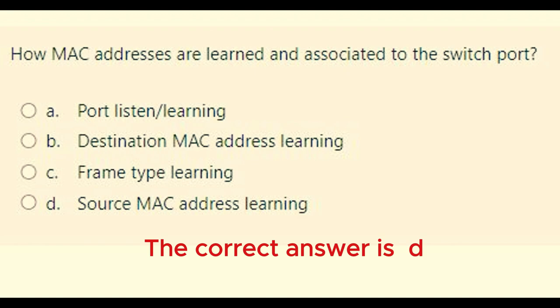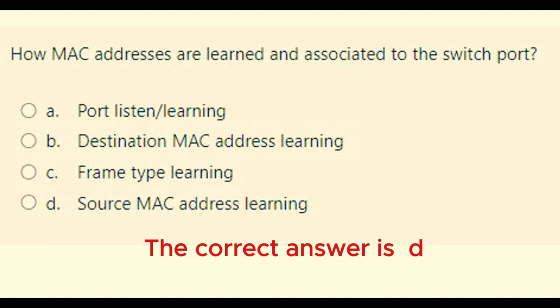Example: if a device with MAC address AA:BB:CC:DD:EE:FF sends a frame through port 3, the switch learns AA:BB:CC:DD:EE:FF, port 3. When another device wants to send to AA:BB:CC:DD:EE:FF, the switch forwards only through port 3.